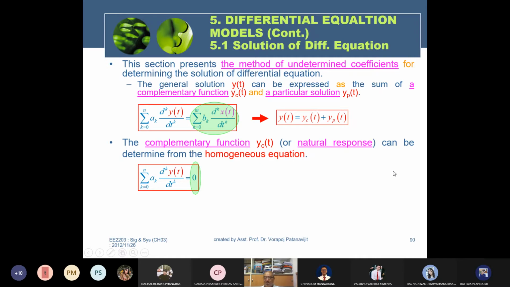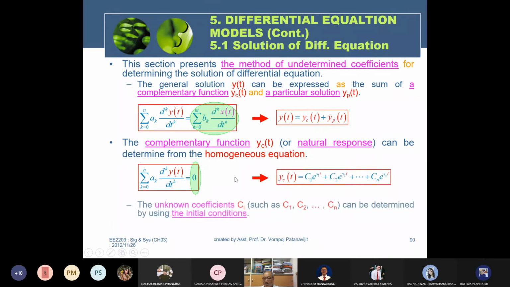The complementary function yc, sometimes called the natural response, can be determined from the homogeneous equation. How to determine the homogeneous equation from the differential equation? Very simple. You kill every non-y term. The terms that have no y, you set to 0. I will show you in the example. If you set them to 0, what is the next step? You can distribute them, and the differential equation will be reduced to this. This term we call the homogeneous equation.